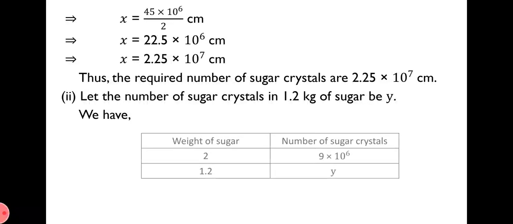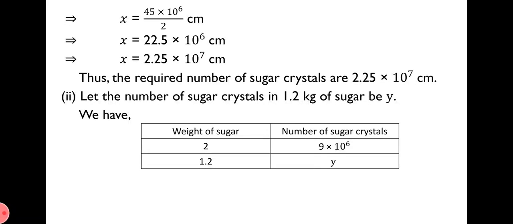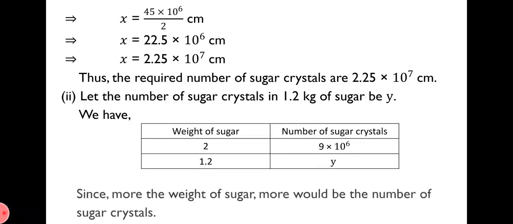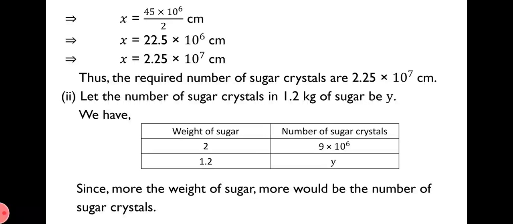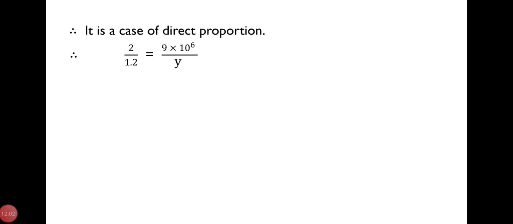We have now the weight of sugar and the number of sugar crystals. So in 2 kg of sugar, the crystals are 9 into 10 raised to 6. For 1.2 kg, suppose it is y. As the weight of sugar increases, the number of crystals also increases. Therefore, it is a case of direct proportion. Therefore, 2 upon 1.2 equals 9 into 10 raised to 6 upon y.